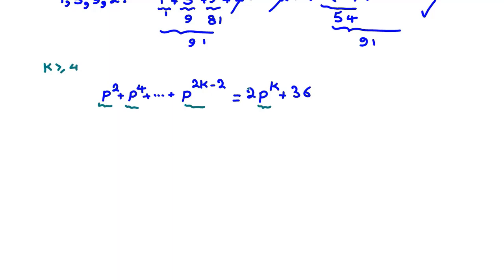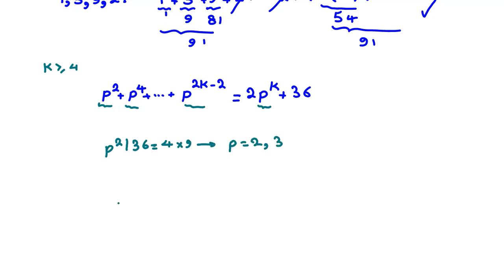Now p squared also divides this because k is at least 4. So we can conclude again p squared divides 36. 36 is 4 times 9, so we can conclude p is 2 or 3.